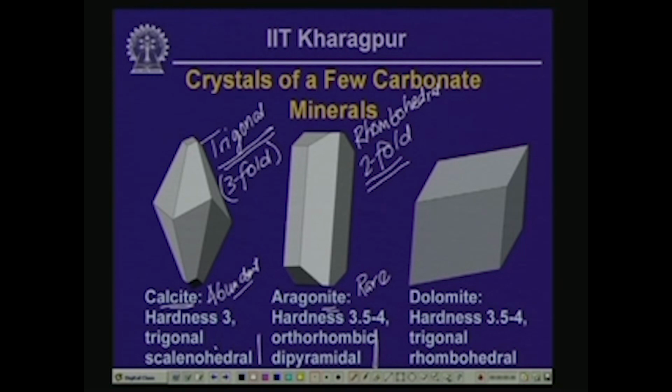Calcite is more abundant, and I would also like to mention that this type of mineral, aragonite, is in a sense an unstable mineral under normal conditions of temperature and pressure. Then the question comes, how do you get this aragonite mineral at all?